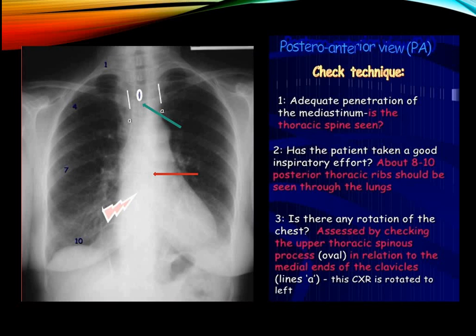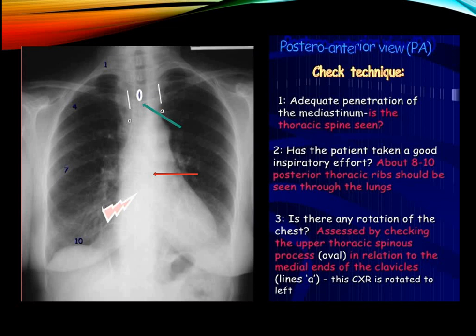This red long arrow is pointing to a horizontal translucency. This faint horizontal translucency represents the intervertebral disc space between two thoracic vertebrae. So, if the thoracic spine and the intervertebral disc space are just seen, not clearly seen, this means that the penetration is very good. If we are seeing them very clearly, this means that the film is over-penetrated, while if the thoracic spine and intervertebral disc space cannot be seen at all through the cardiac shadow, this means that this chest X-ray is soft or under-penetrated.